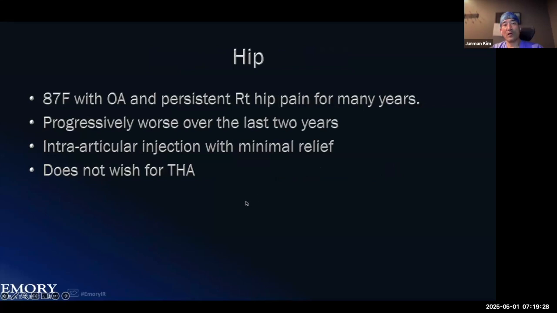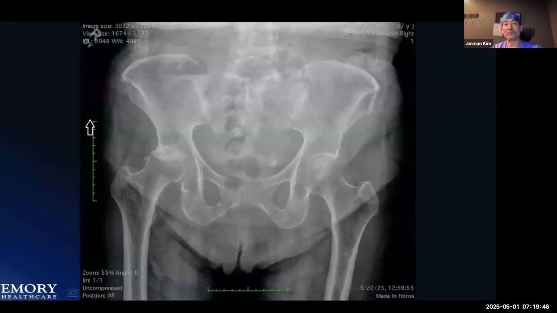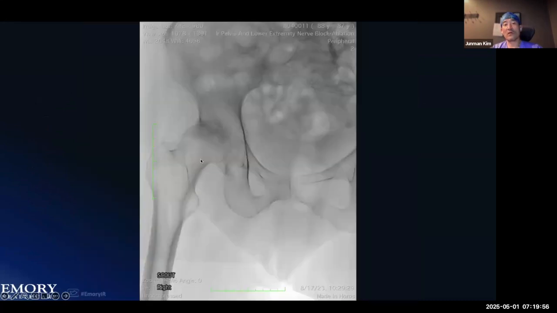willing to operate. Hip: an 87-year-old female with OA, persistent right hip pain for many years. It's getting worse, and she tried intra-articular hip joint injection. Initially, it worked. Now it's not really working, and the patient does not wish for surgery. As you can see on the right hip, very bad OA. So joint space narrowing, subchondral sclerosis, and you can see the same thing on fluoroscopy images.